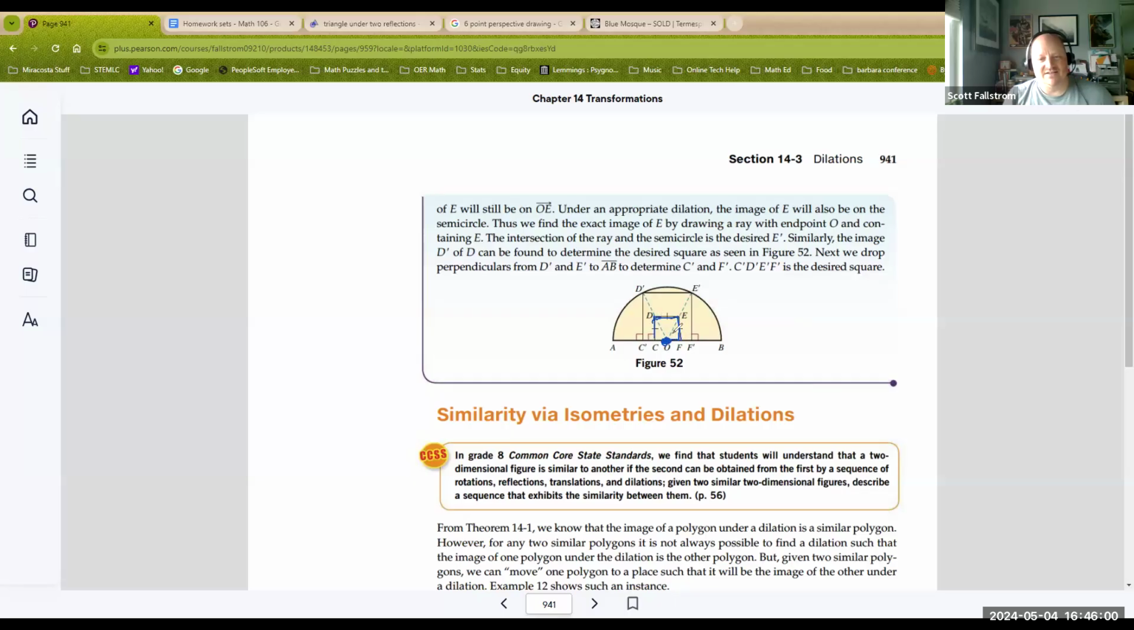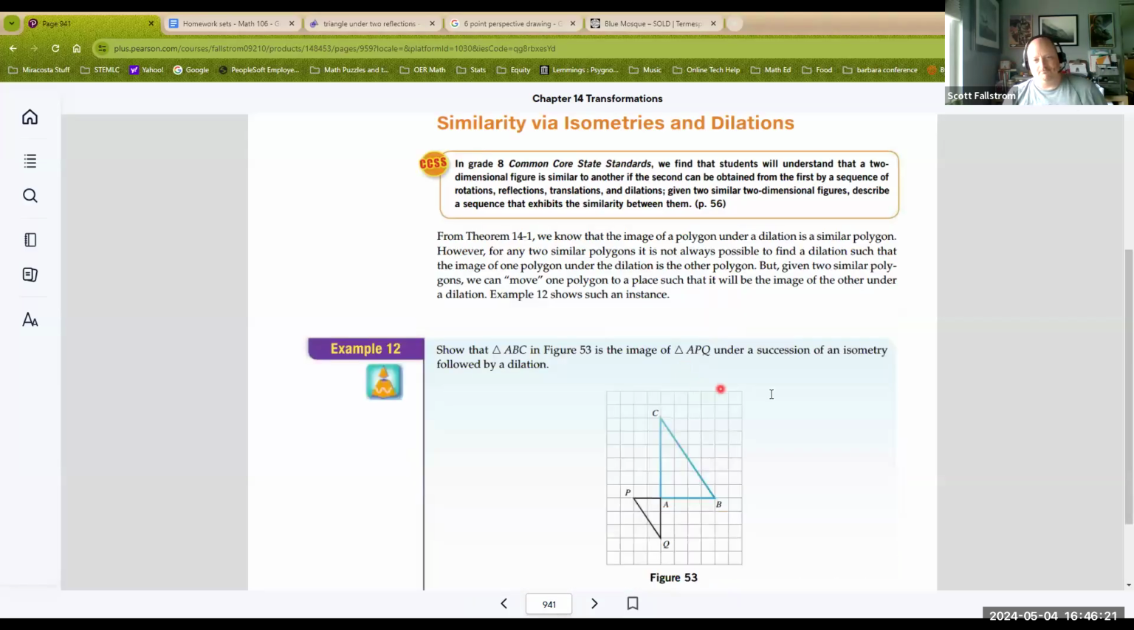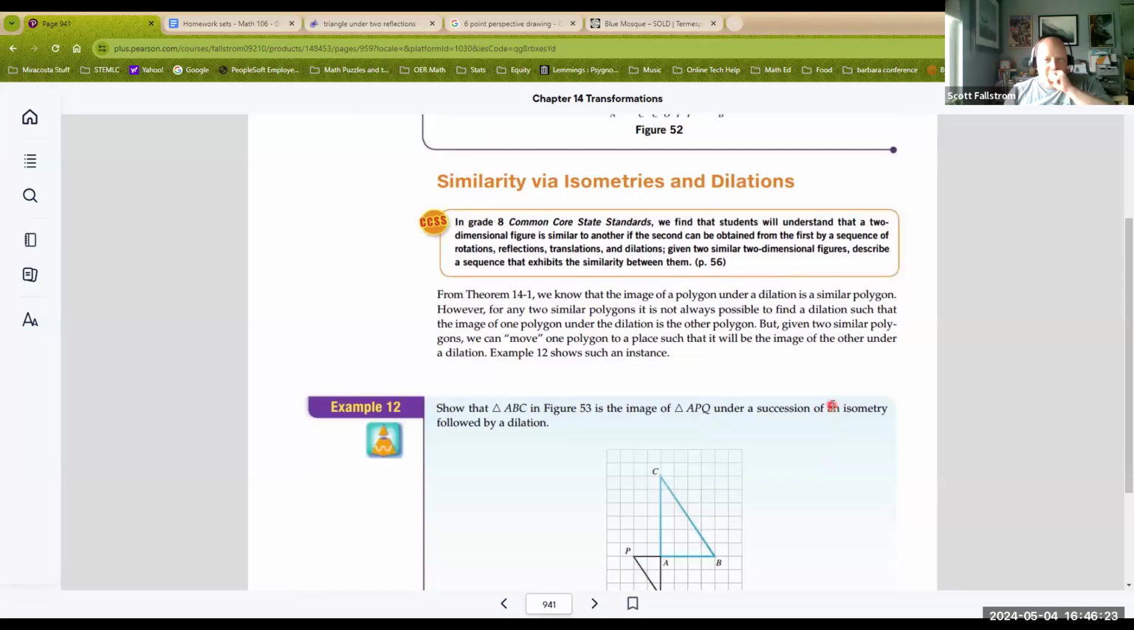And then they say, if I dilate this out, if I just extend this out from here, wherever it hits in terms of these lines tells me exactly where the points are for an actual square, because all I'm doing is scaling things up. So dilations can help us solve problems much more quickly. Okay. All right, a couple other pieces.